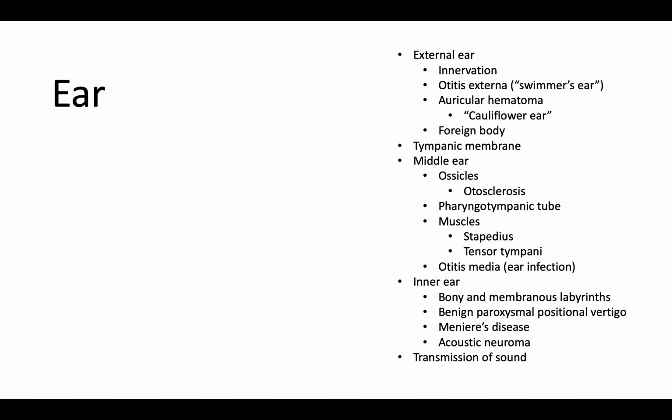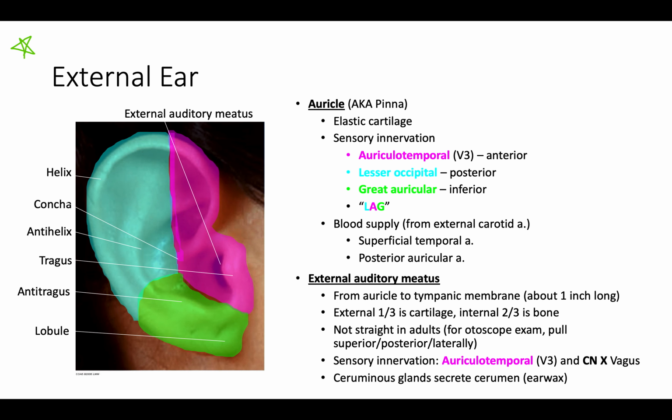Okay, let's go ahead and talk about the ear. So it's important to know the external ear. What's the innervation? It's got 3 different innervations, and one way you can remember it is LAG. L-A-G, starting at the helix, going around to the front and down to the lobe of the ear. So we've got the lesser occipital that's going to be on the more posterior side. Anterior is going to be auriculotemporal from V3, and then great auricular is going to be our earlobe.